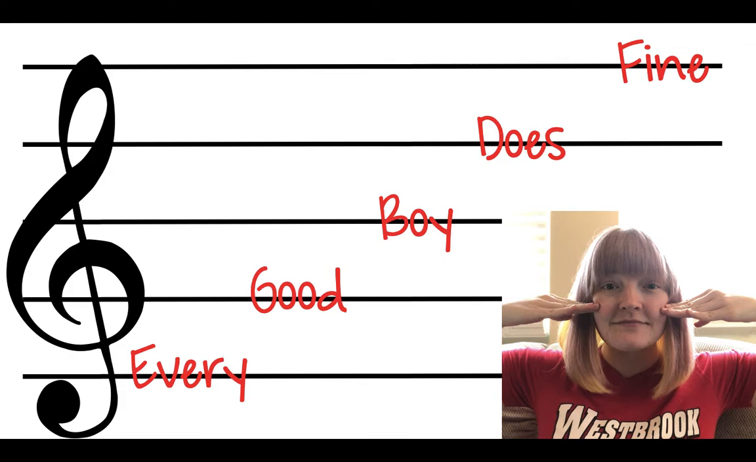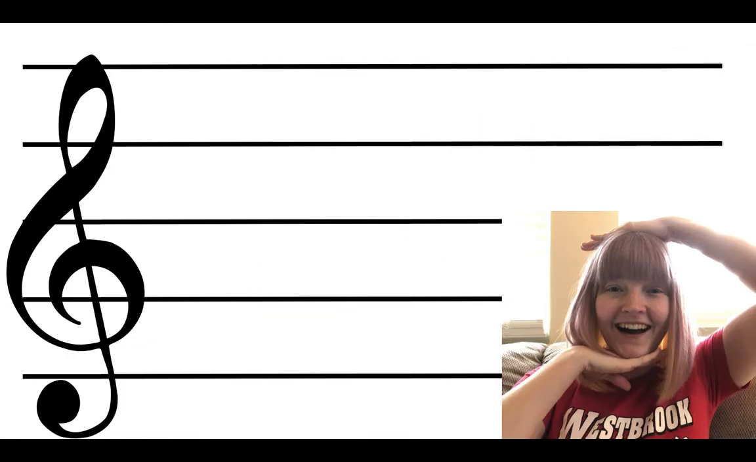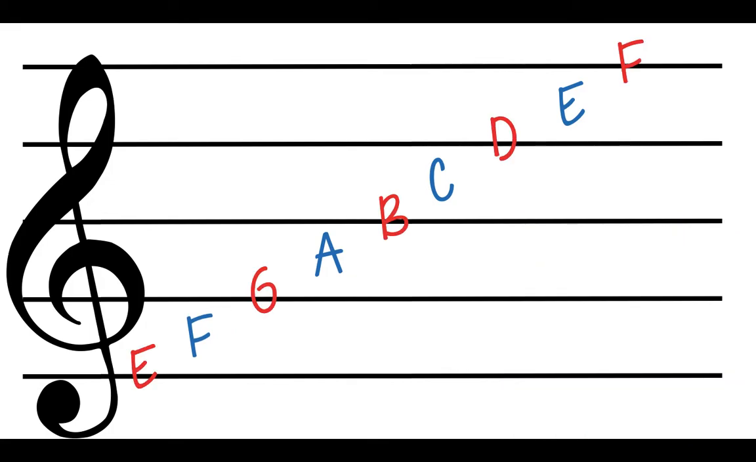You say that sentence. If it is a space note, you use the word face. So you start in the first space, that would be F. The second space, A. The third space, C. And the fourth space, E. And so if it's a space note, just remember the word face, which helps because space and face rhyme. So here they all are again. Here's our line notes: Every good boy does fine. And our space notes: F, A, C, and E.